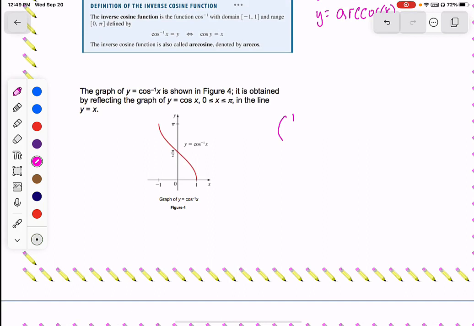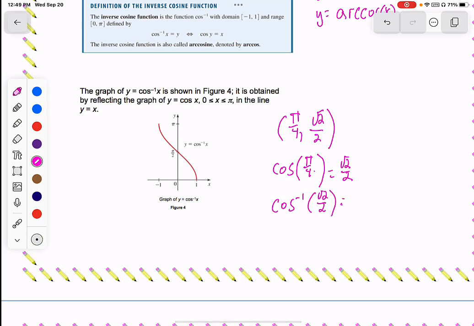So if I have, in the case of pi over 4 as my x, the cosine function is going to be the square root of 2 over 2. And of course, that's because I can go back the other way. The cosine of pi over 4 equals the square root of 2 over 2, or the inverse cosine of the square root of 2 over 2 equals pi over 4. And again, we get pi over 4 because we're restricting the specific angles that can be. We can also show it like this. The arc cos of the square root of 2 over 2 equals pi over 4.